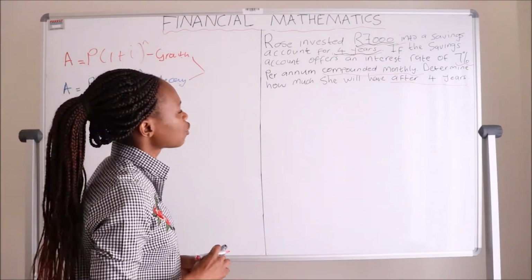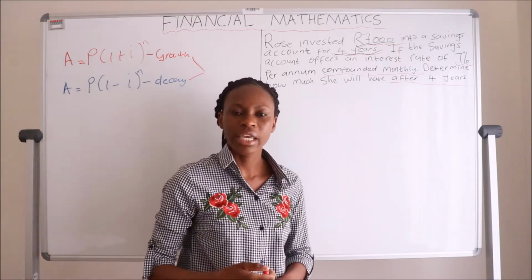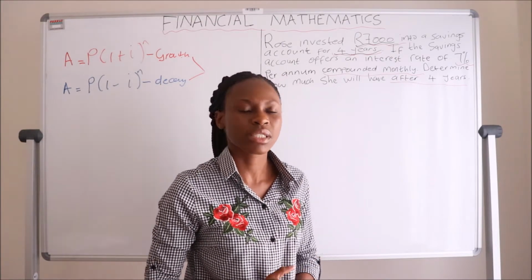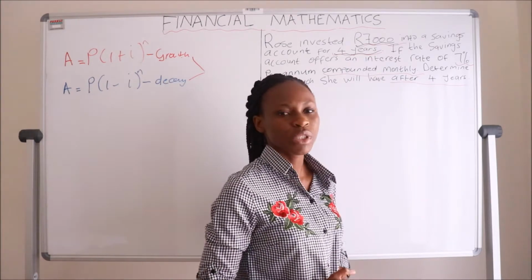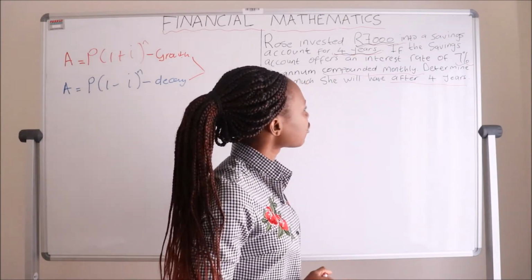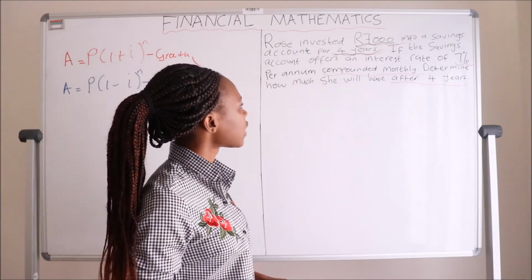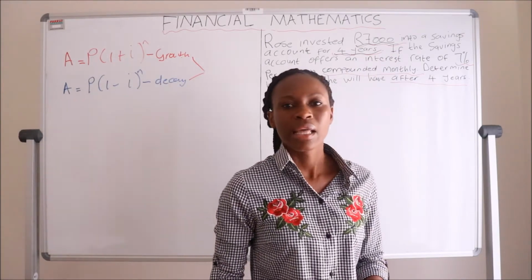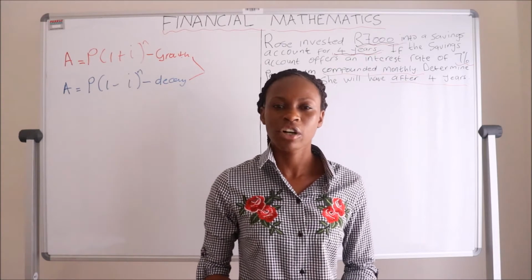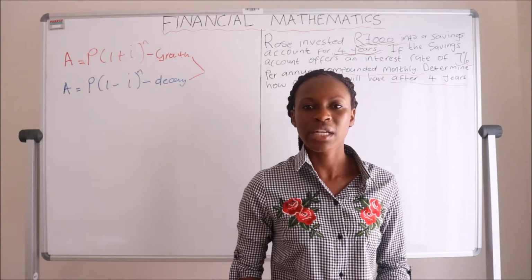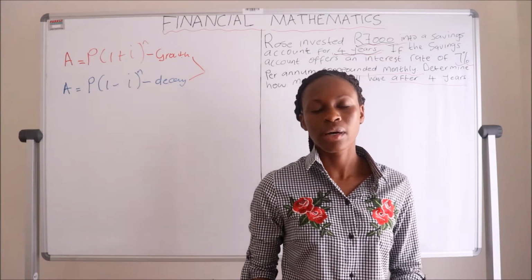So here we have Rose who has invested 7,000. If it's the initial amount, then it is the principal, which equals P. For 4 years, that's our period, which equals N. And the interest rate is 7%, which is I. But then they continue to say that it has been compounded monthly. That means that we have to divide the interest rate by 12, since we have 12 months in a year. And we also have to multiply the period by 12 because it will be compounded 12 times in a year.